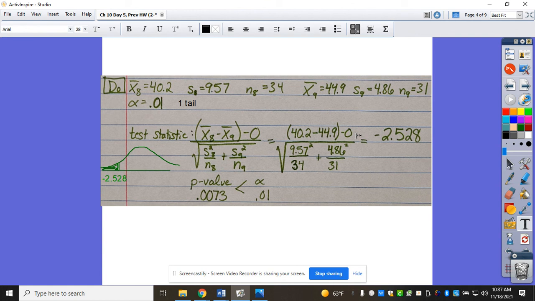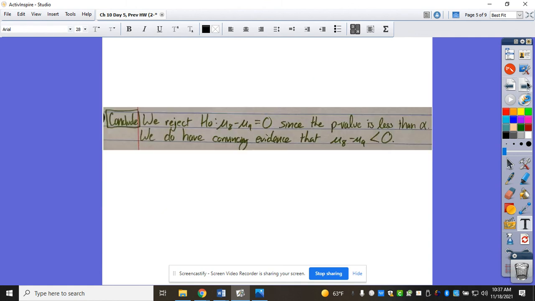Regardless, you're going to get a p-value of about 0.0073, which is less than alpha. So we reject the null hypothesis, whichever one you did. Since the p-value is less than alpha of 0.01, we do have enough convincing evidence that your alternative hypothesis is whichever one you wrote.